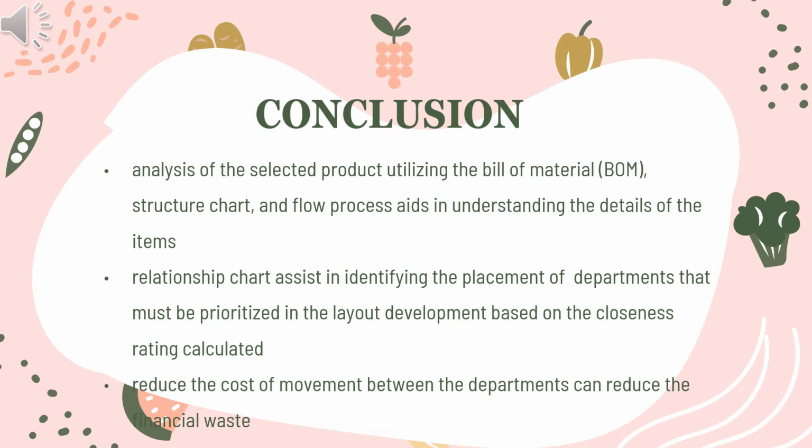For the conclusion, it can be concluded that the analysis of the selected product utilizing the bill of material, known as BOM, structure chart, and flow process helps in understanding the details of the items. And then the relationship chart assists in identifying the placement of departments that must be prioritized in the layout development based on the closeness rating that has been calculated. One of the effective methods to reduce financial waste is by reducing the cost of movement between the departments.